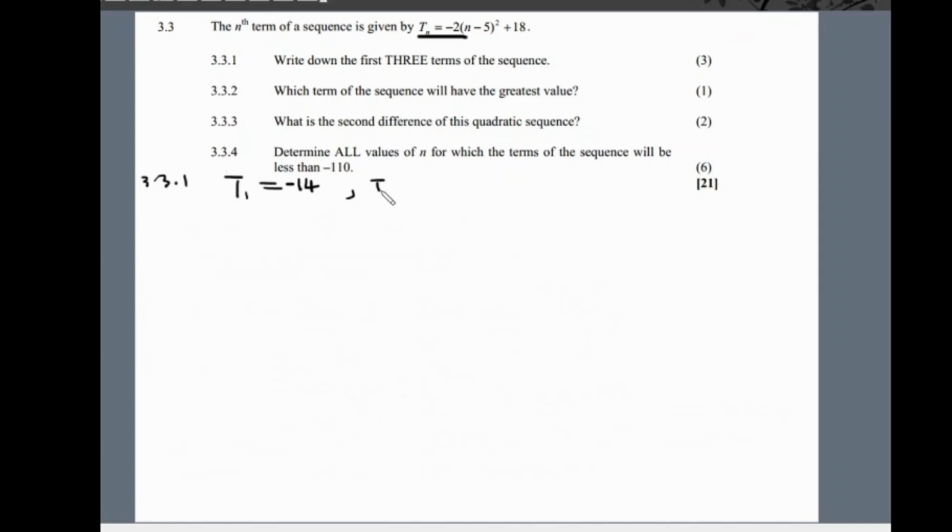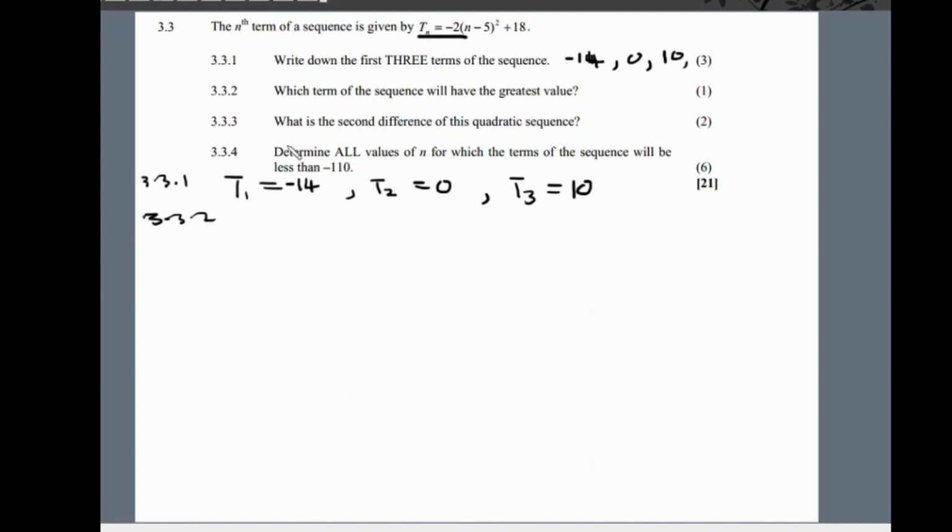right? And then T2 is equal to 0. When you substitute 1 in that formula, we'll get T1. When you substitute 2, you will get T2. And then when you substitute 3, you will get term 3. So when you substitute 3, you will get 10, right? So write down the first 3 terms of the sequence. So the first 3 terms are minus 14, 0, 10, right?